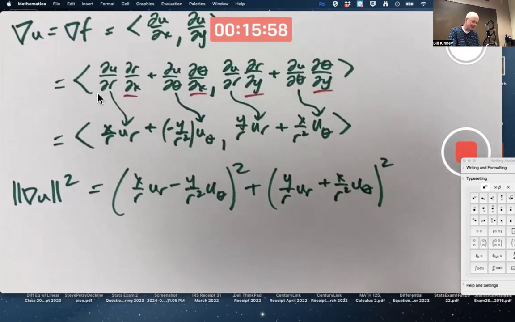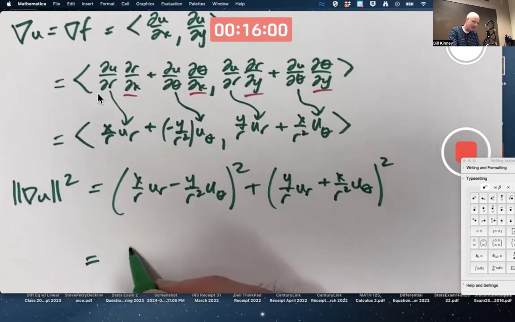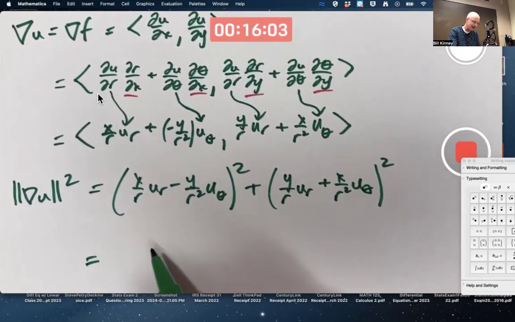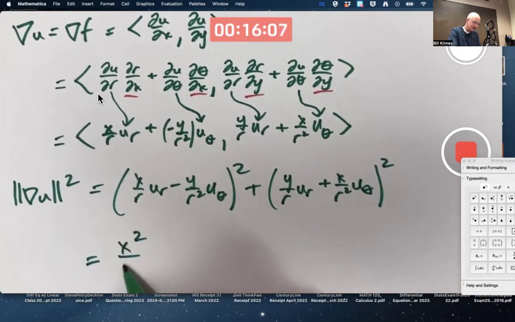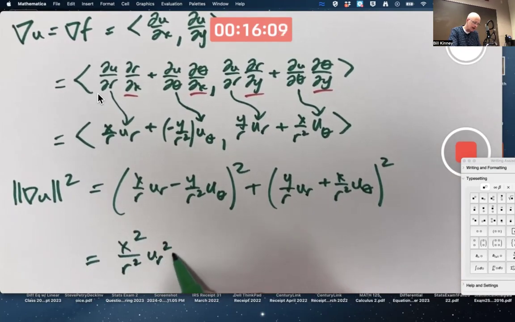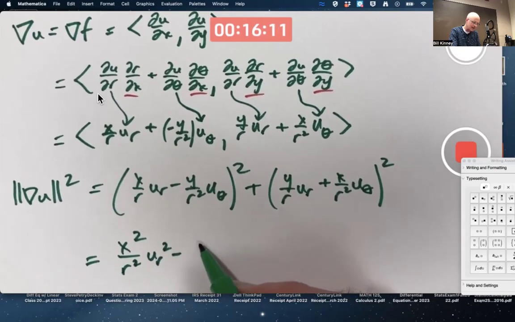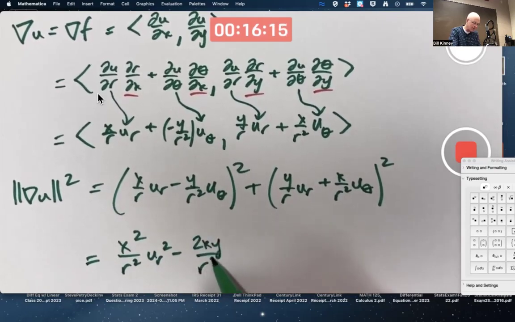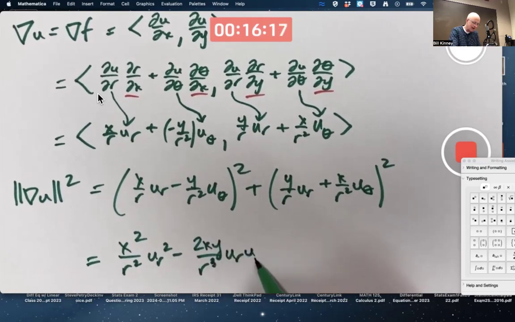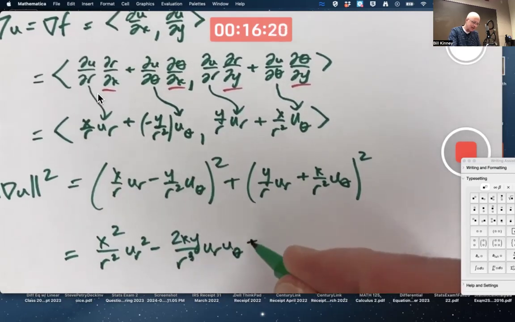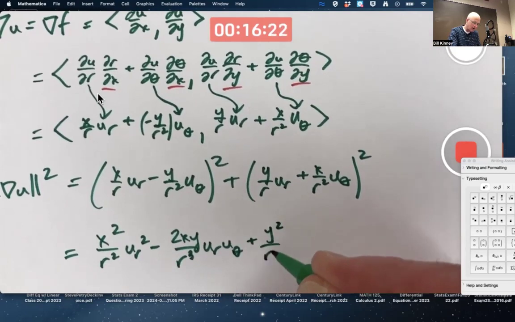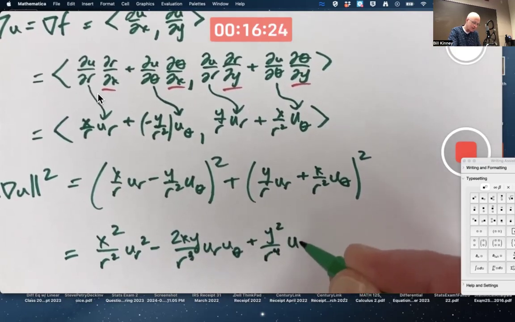Is this going to simplify nicely? It's not so clear. We might get some cancellation from the outside and inside products between the two terms. If I square this, I get x squared over r squared, u_r squared minus, okay, the outside and inside products are going to give 2xy over r cubed, u_r u_theta. Last times last will be y squared over r to the fourth, u_theta squared.